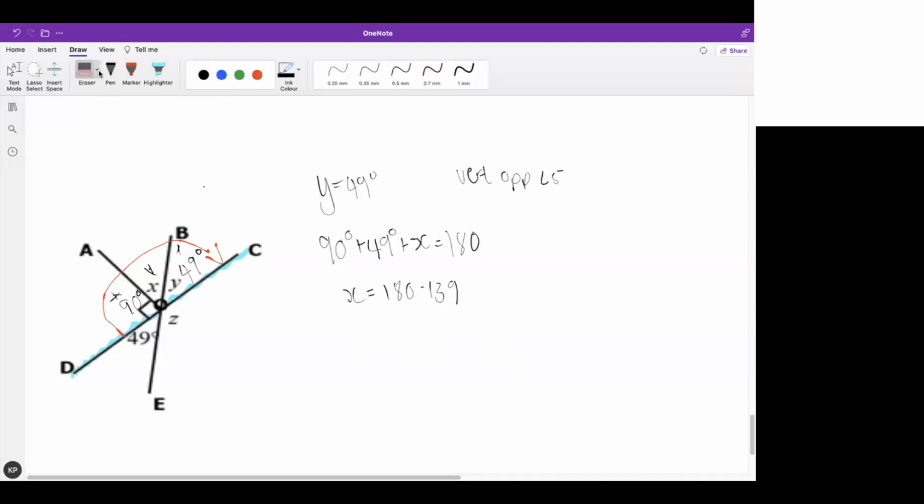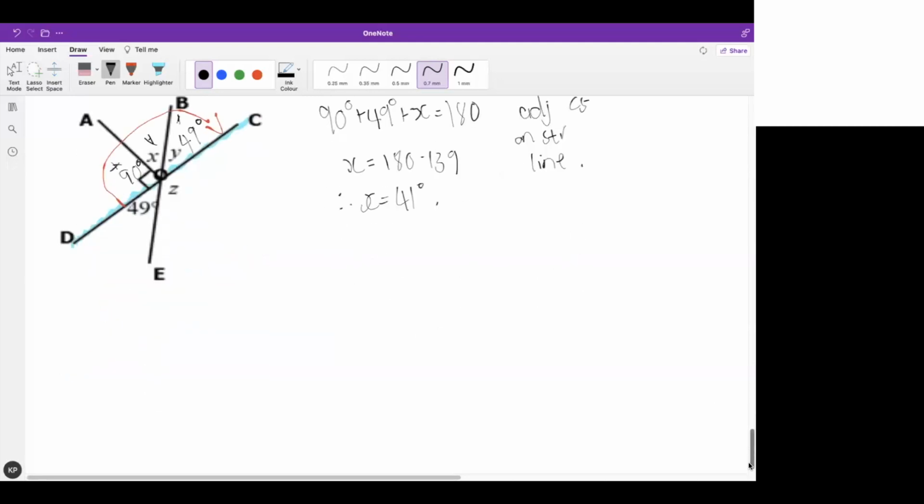41. Nice. Do you want to do Z or give someone a chance? Let's do it. Wait, you said X is what? I didn't write it down and then I forgot. Oh, X is 41 degrees. Okay. I forgot my reason: adjacent angles on a straight line.